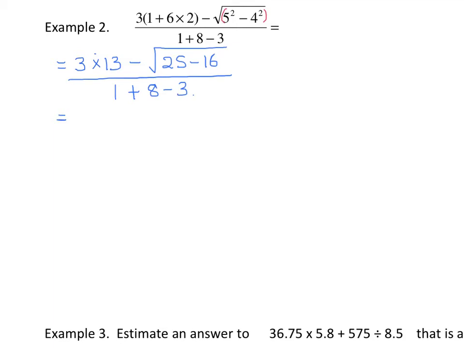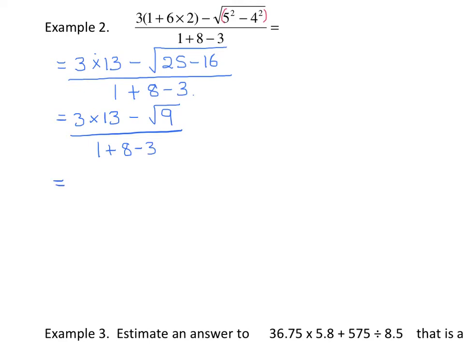Well, we really need to get rid of the square root sign because we have to evaluate it, but we need to therefore first perform the operation inside the square root sign. So let's rewrite this as 3 times 13, we're not doing anything with that, and find the square root of 25 take away 16 is 9, all over 1 plus 8 minus 3.